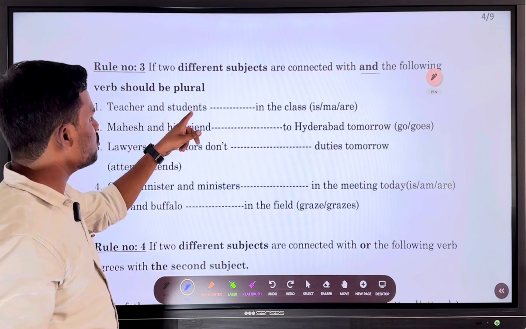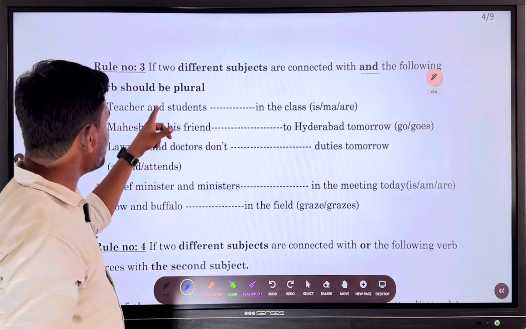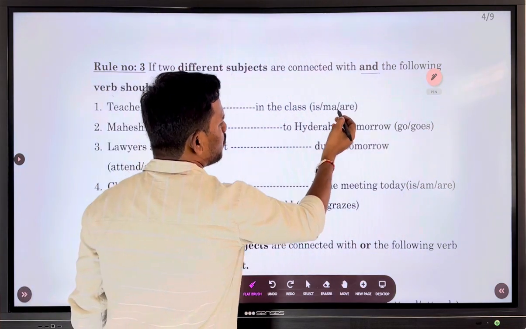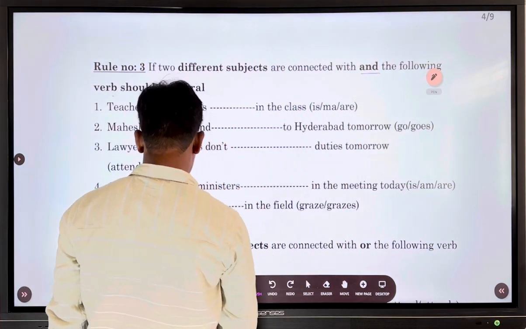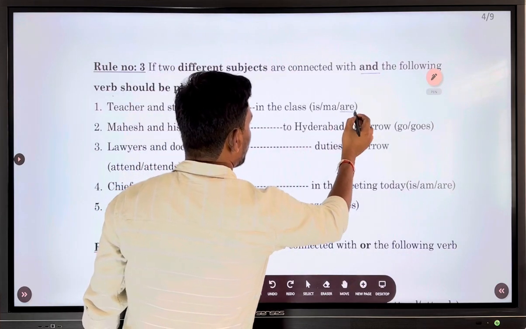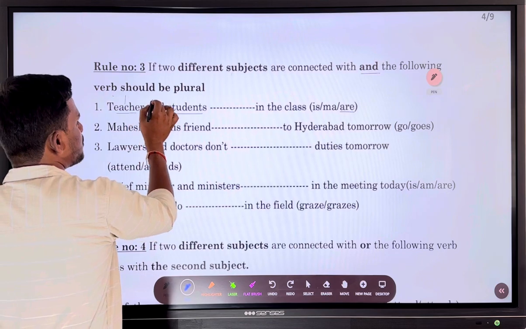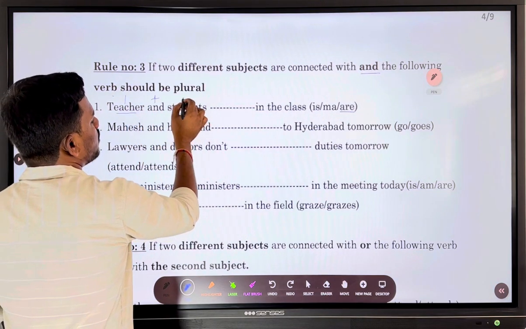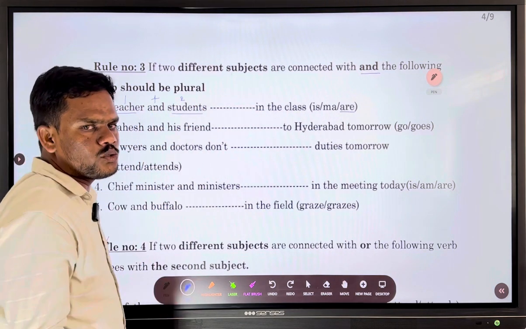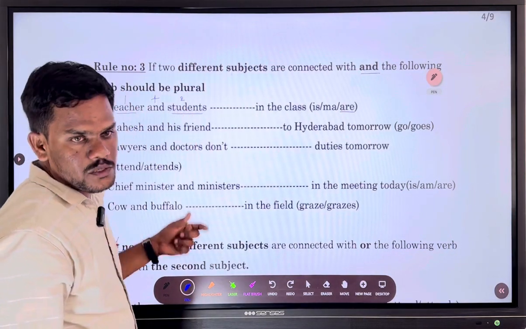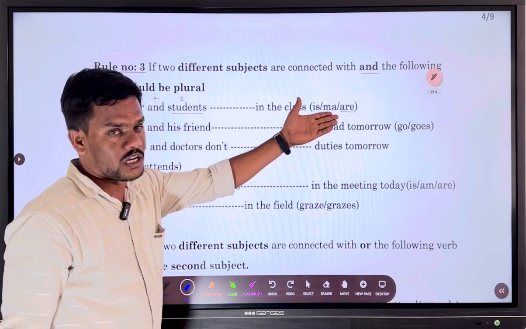See, teacher and students becomes plural, right? Teacher and students dash in the class. Can we take either is, am, or are? We certainly have to take are, because teacher is one person, plus and, the students is the second, more than one. If we take two as students, then it becomes plural, right? That is why we have to take a plural verb only.